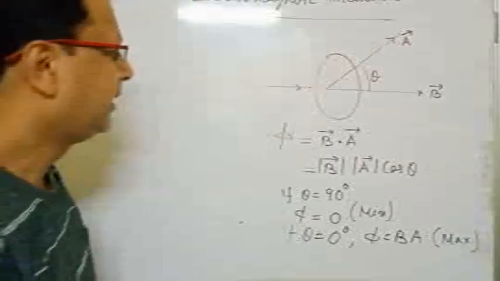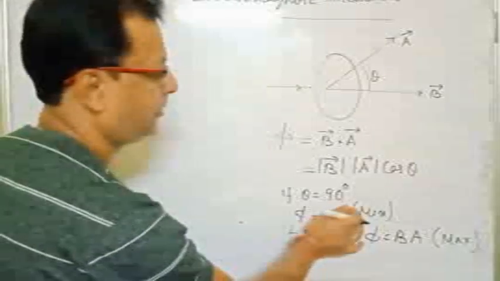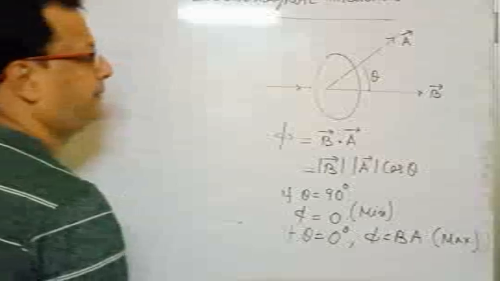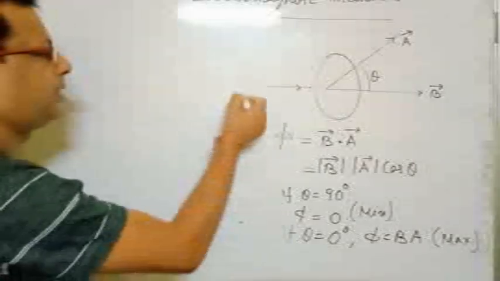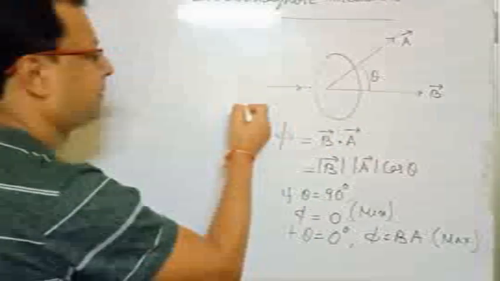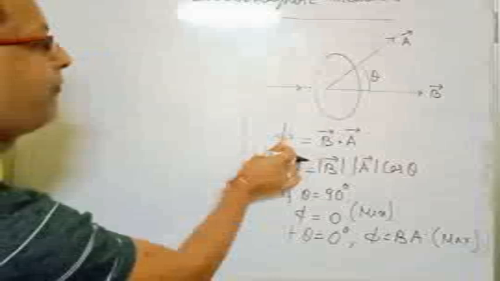So remember, when theta is 90 degrees, flux phi is 0. When theta is 0 degrees, flux phi is maximum. So this is what is known as the electric or magnetic flux. Now let us come to the unit of phi.